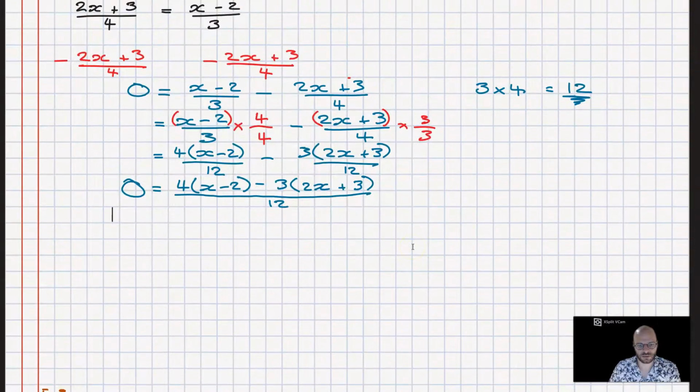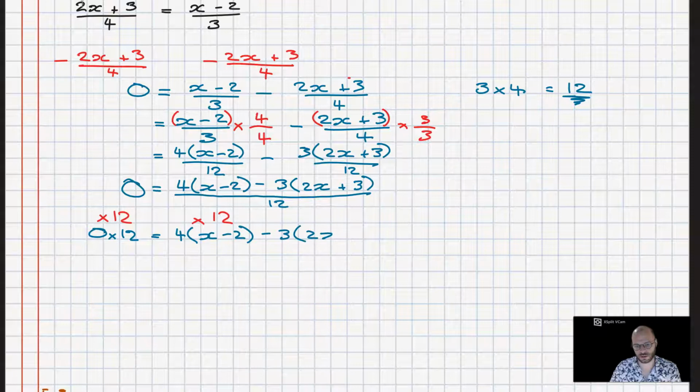Now, I'm going to go for a simplification process here, because I really don't like fractions. If I can get away with not working with them, I will. So what I'm going to do is, on either side of the equation, I'm going to multiply it by the denominator. What this will do is 0 times 12 will still result in 0, but over on the right-hand side here, we're going to get 4x minus 2 minus 2x plus 3. So we completely eliminate having fractions altogether. So 0.